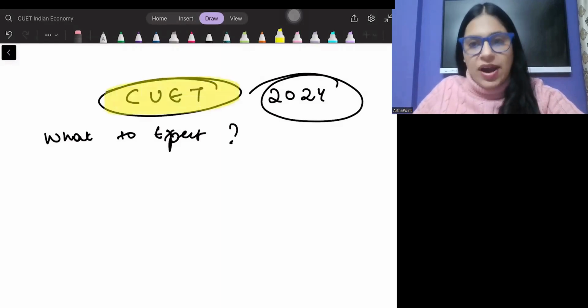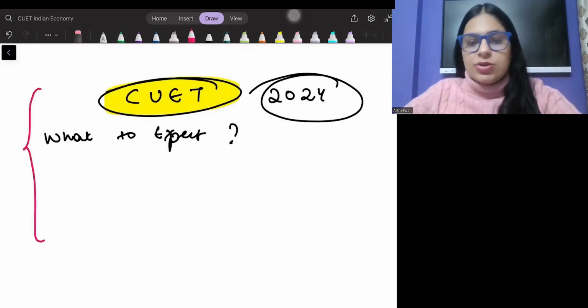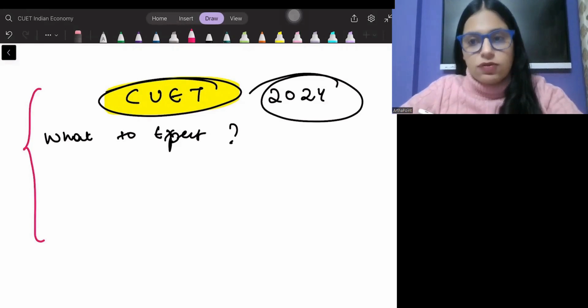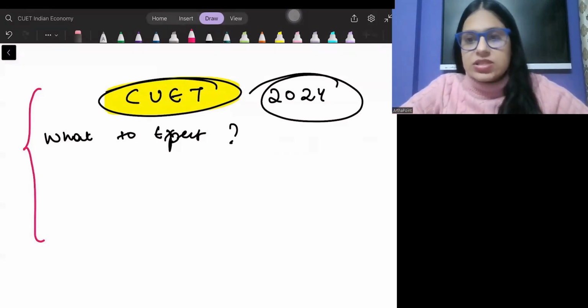DSE, JNU, IGIDR, BHU, these are all part of CUET. So, the paper cannot be very easy. If it is very easy, how will they distinguish, right? How will they give admission? If everybody is able to score marks, then how will they distinguish?